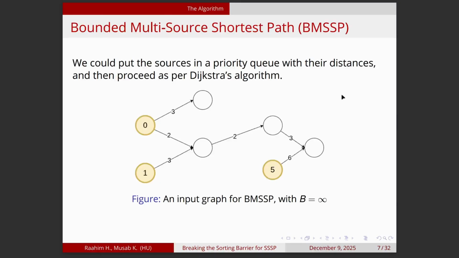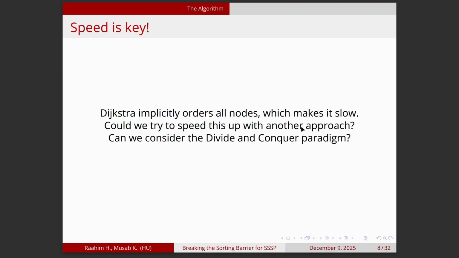Now, a way we can do this is that we take all of our sources and their distances, and we put them in a priority queue based on their distances. And then, as per Dijkstra's algorithm, we extract the node with the least distance, and we relax the edges out of it. And in fact, this would work. This would be great. But the issue here is that this would require all nodes to enter the heap, which means all nodes are going to implicitly be ordered, which makes it slow. We're going to run into the lower bound.